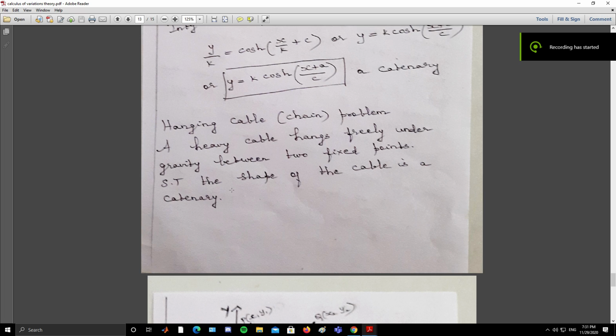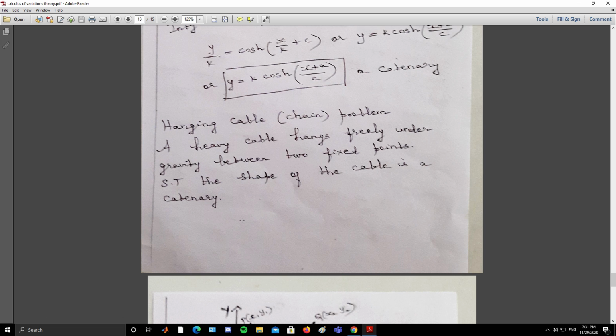Now we will see the third application, the hanging chain problem or hanging cable problem. A heavy cable hangs freely under gravity between two fixed endpoints. Show that the shape of the cable is a catenary. So what is a catenary? It is a chain shaped curve.